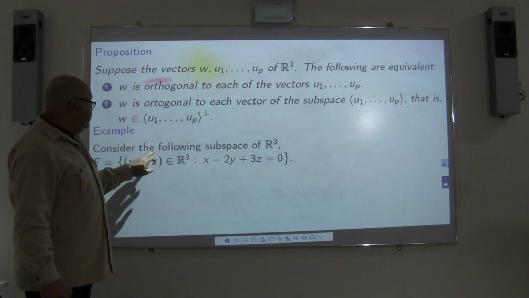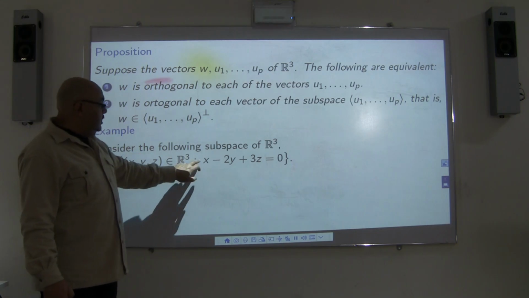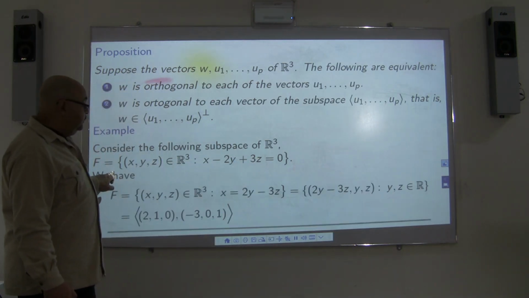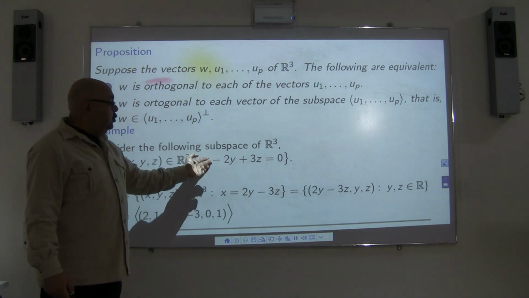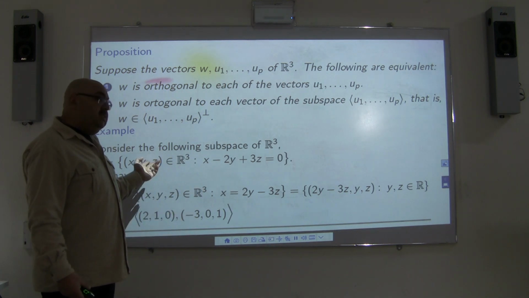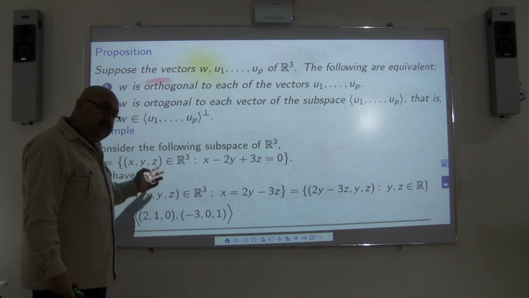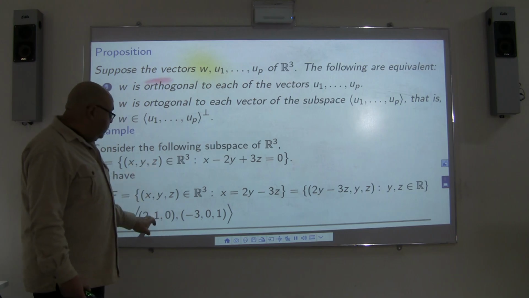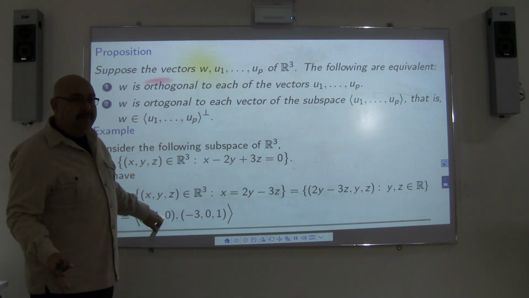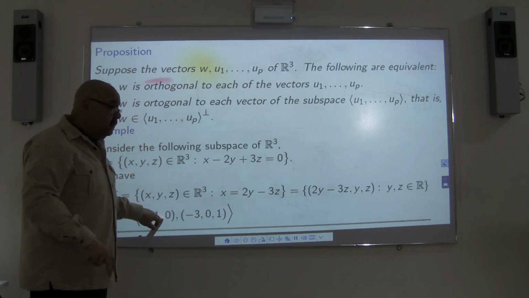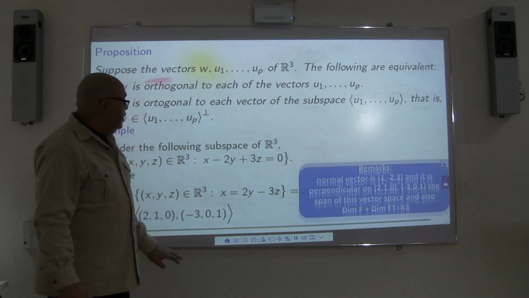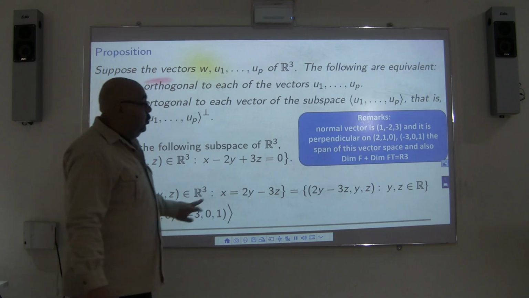Consider the following subspace, x, y, and z, with x minus 2y plus 3z equal to 0. We have, number one, if you use the substitution as I told you, this is the basis of this subvector space. If you multiply these two guys in x, y, z, in order to get the orthogonal complement and to solve the system, this is going to be the result, 1, negative 2, and 3. You will see it. Okay, remember our remarks.